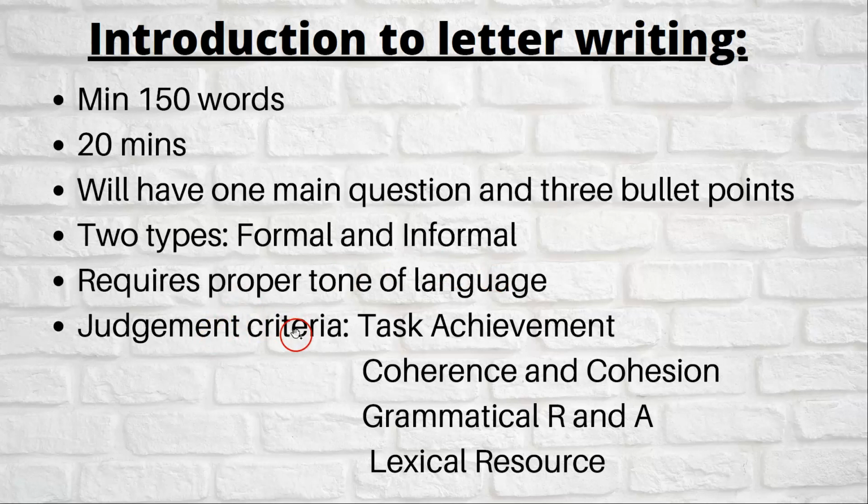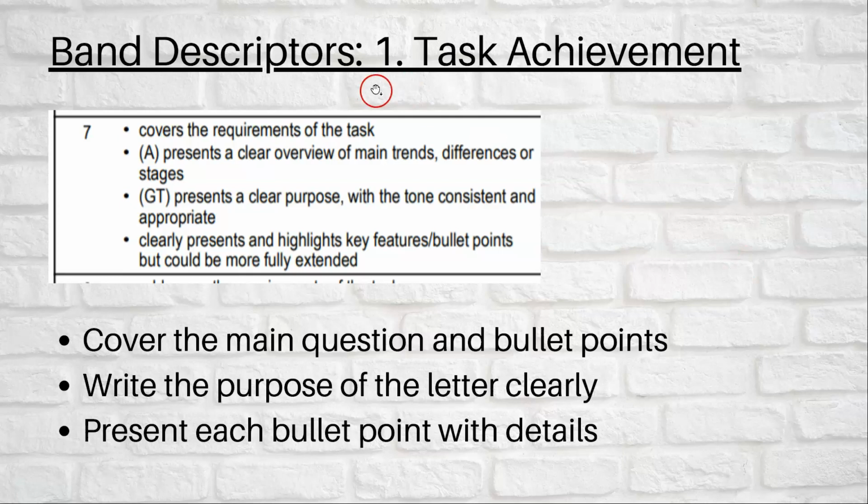The judgment criteria is the same as you have for Writing Task 2: task achievement, coherence and cohesion, grammatical range and accuracy, and lexical resource. Now we will look into detail for all these 4 things. Task achievement. These are the official band descriptors provided by the British Council and IDP. We are going to take a look into the activities of a 7 band candidate, and we are going to discuss and understand how to follow them.